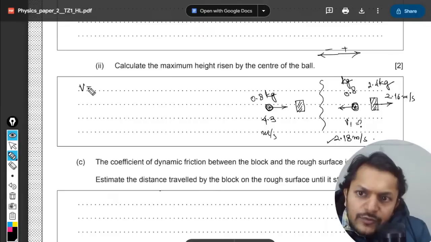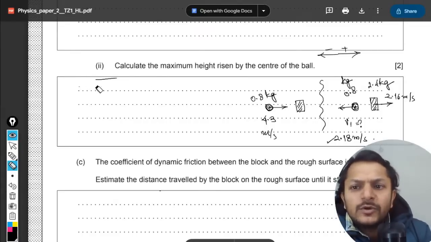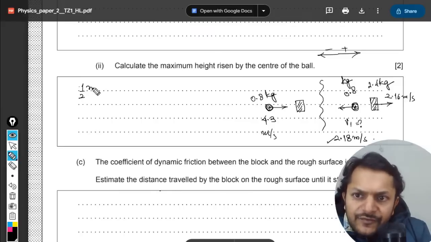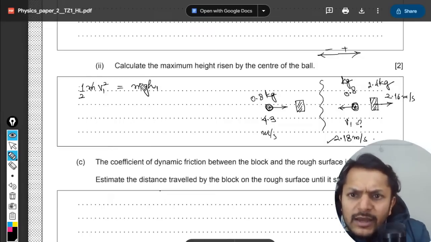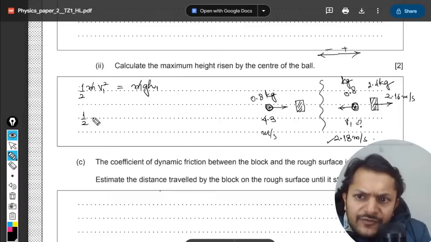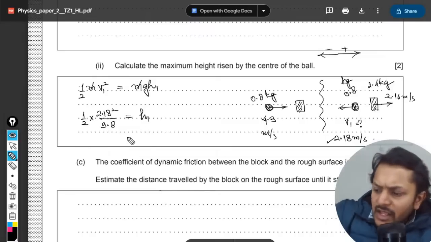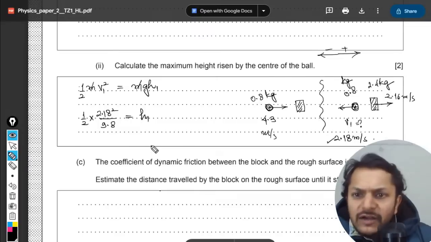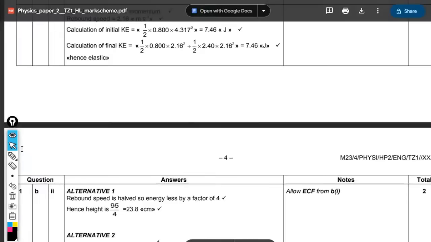So we can directly go for v is equal to root of 2gh also, and from this equation we can find h. Or if you want to create the complete equation, half m v square v1 is equal to mg, I'm just going to call it h1 now. So m and m get cancelled out, so half the velocity 2.18 square divided by 9.8, and this will give you the new height which will be accomplished. Anyways, not going to calculate this now. I would be going directly to the mark scheme and show you if they are doing the same thing.